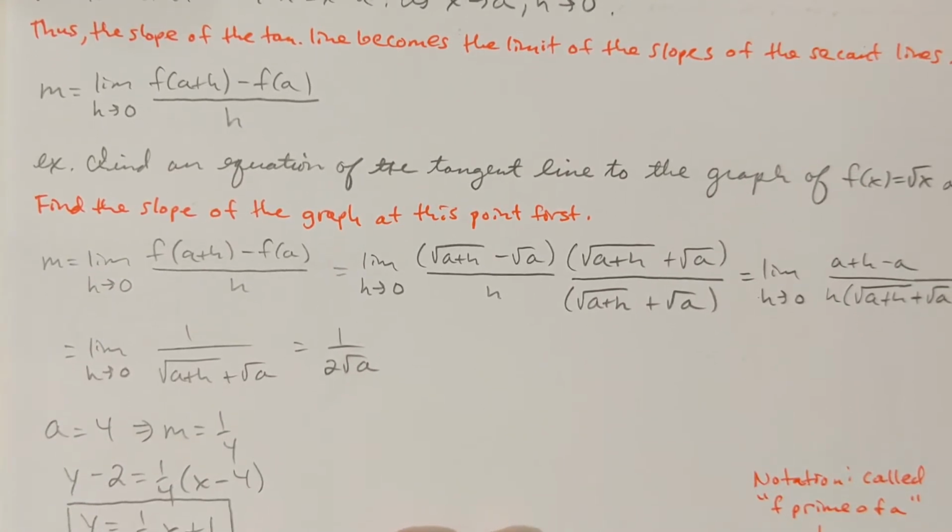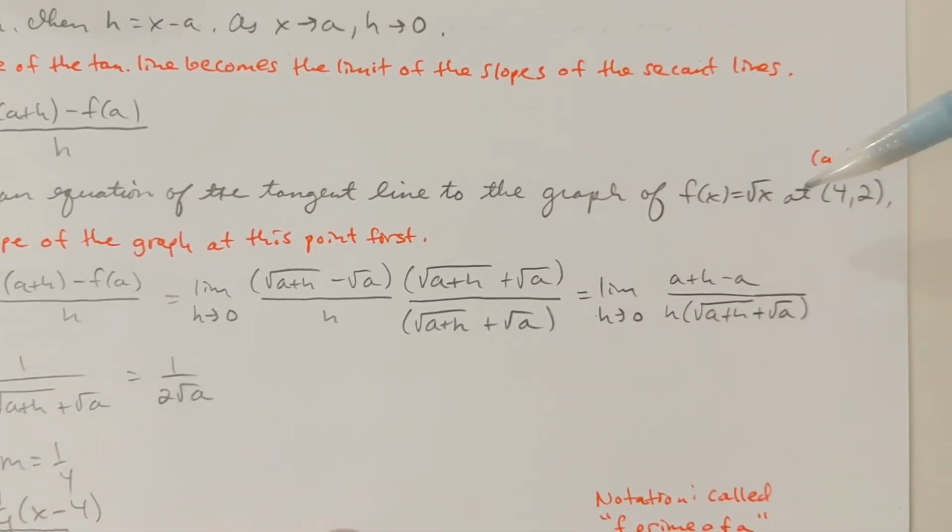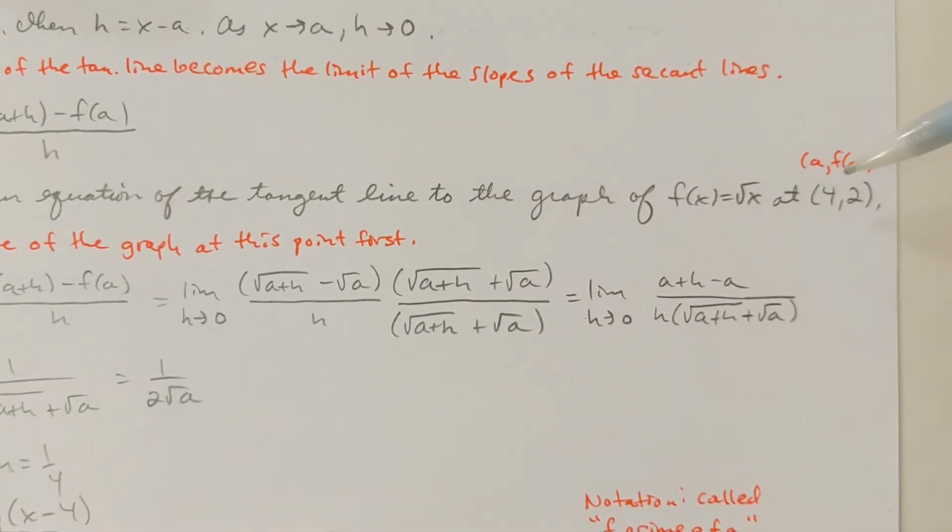So let's take a look at an example. Find an equation of the tangent line to the graph of f of x equals the square root of x at the point 4, 2. And by the way, this point would be on the graph, right? If x is 4, the square root of 4 is 2. My a value would be 4. F of a would be 2 then.